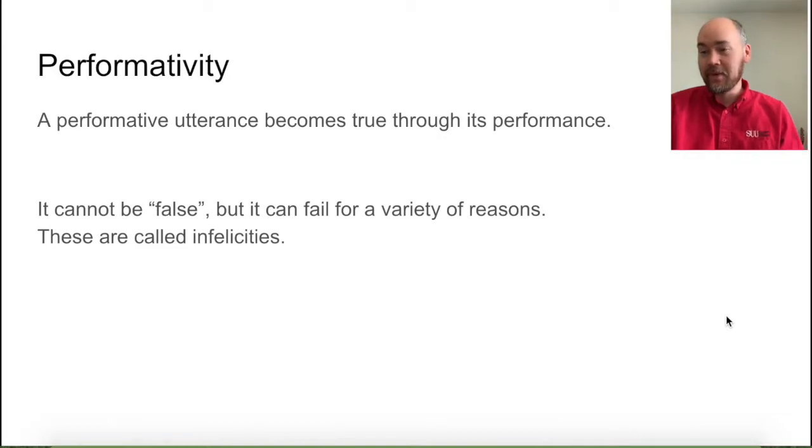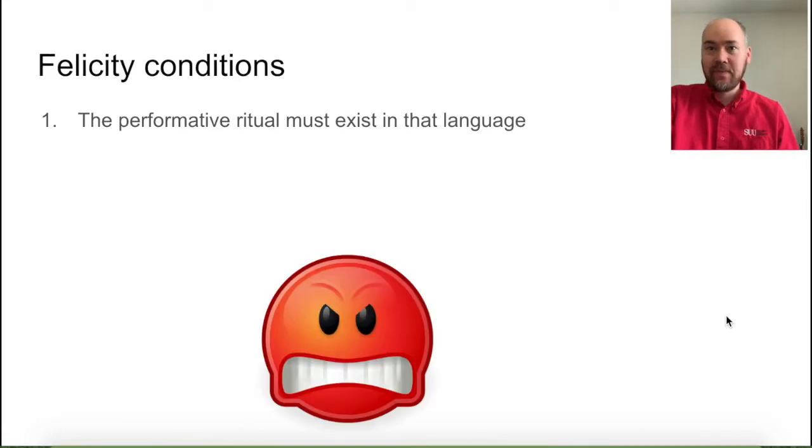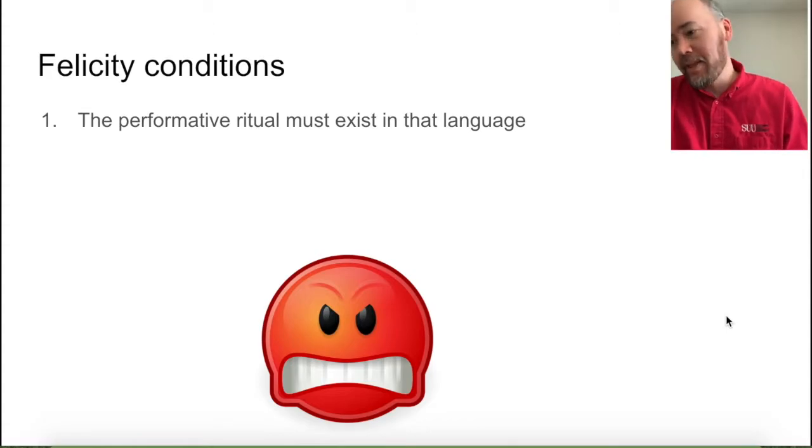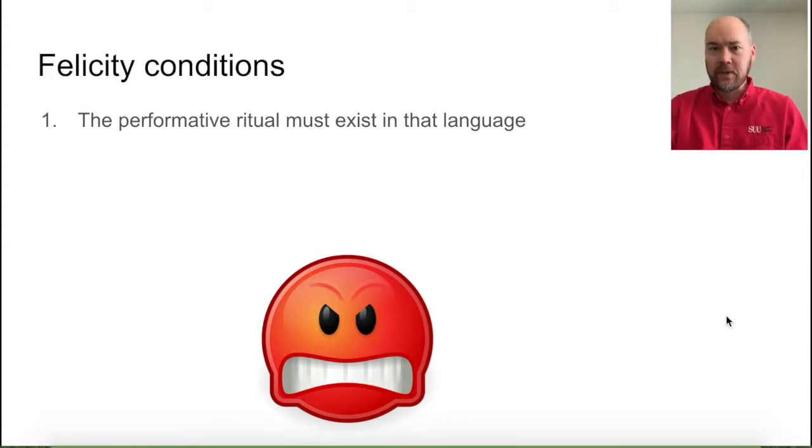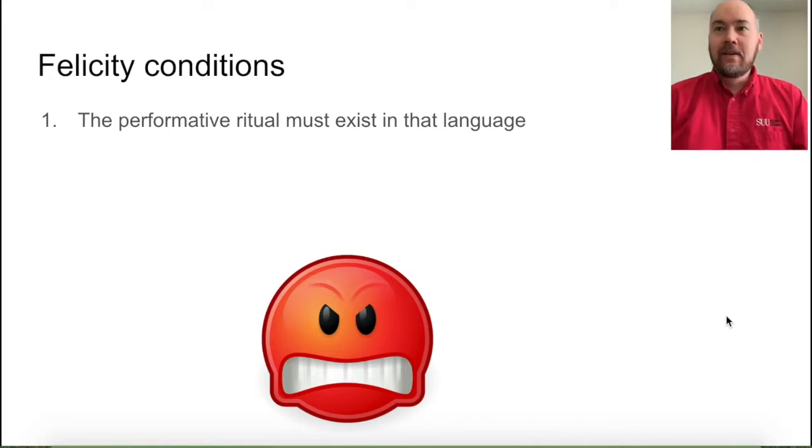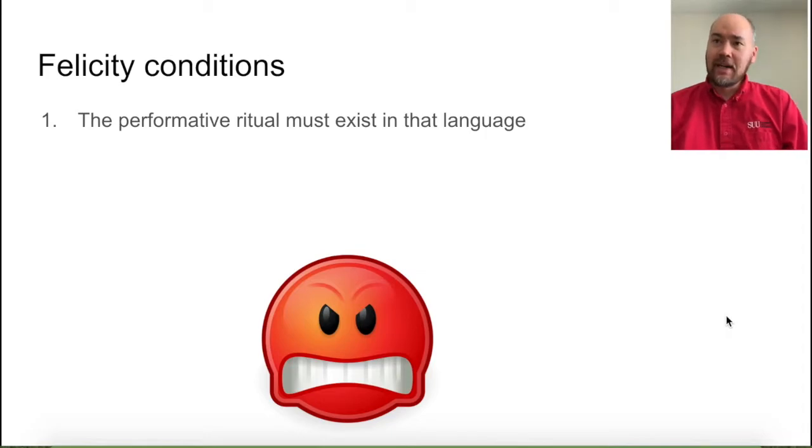We sort of hinted at some of them earlier, but I'm going to go over some of them. Some of the reasons that a performative could fail to have the effect of making its main verb true, right? So the first and maybe the most obvious is that the performative ritual must exist in that language. By the way, I don't have a slide for this, but this terminology almost all comes from a linguist named J.L. Austin. And I think he was the first one to describe performatives in English. But of course, performatives existed a long time before he named them.